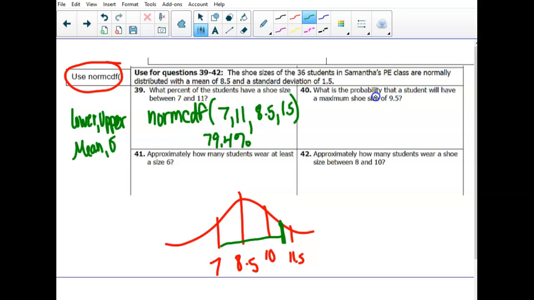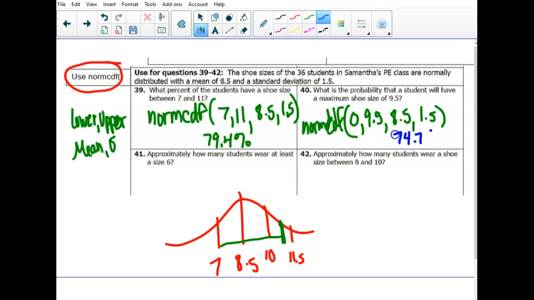All right, what is the probability the student will have a maximum shoe size of 9.5? So we want everybody less than 9.5? So like 0 to 9.5? I don't think anybody can have a size 0, but that's okay. It'll give us what we need. 8.5 and 1.5. Anybody get an answer? 74 point what? Anything close is fine. In terms of rounding, I did not specify. 74.8% would work.